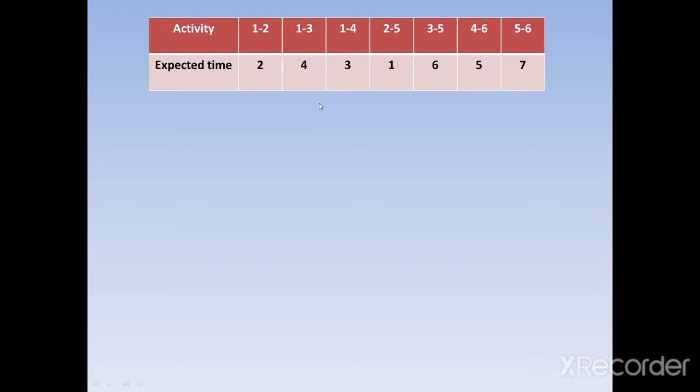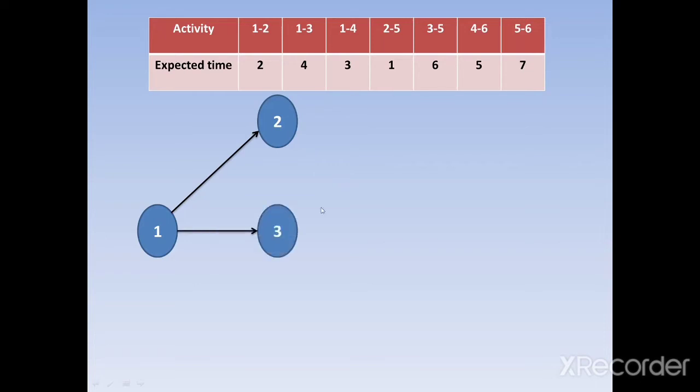So how to draw this? First of all we locate the first node, that is 1. Then we draw the 1 to 2 activity. This is the first node, this is the second node, and this arrow stands for the activity. Then 1 to 3: I draw one arrow, and this is the third node, and this is the activity. Then 1 to 4, that is also starting from 1. So this is the next one.